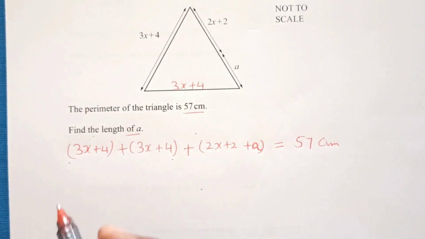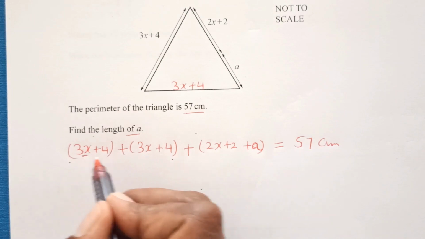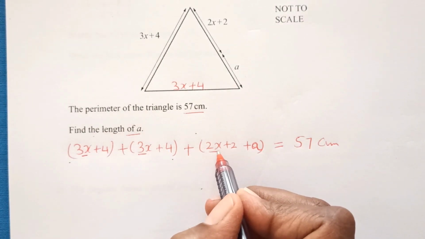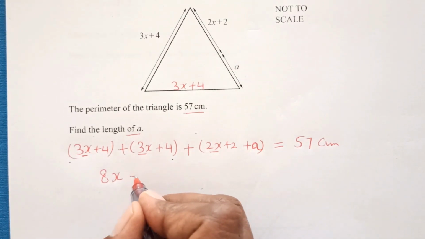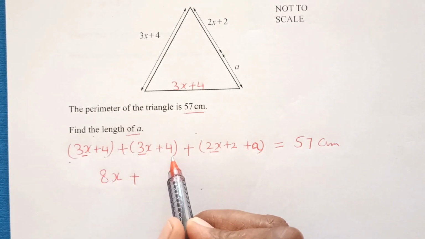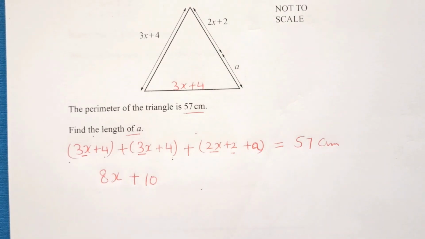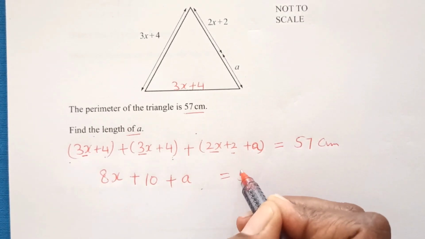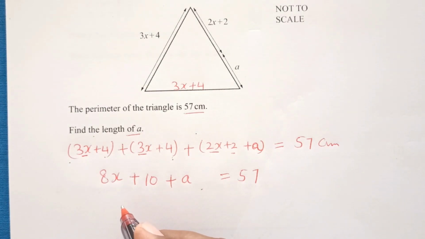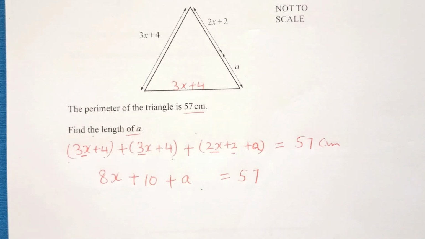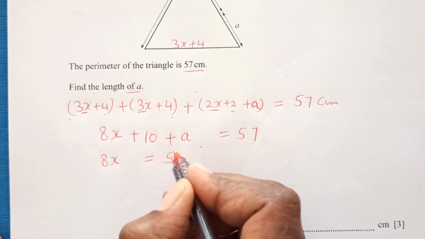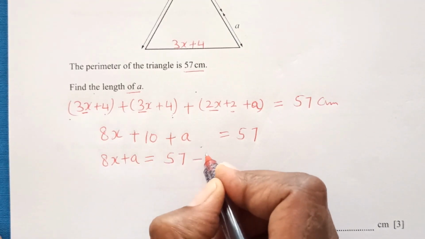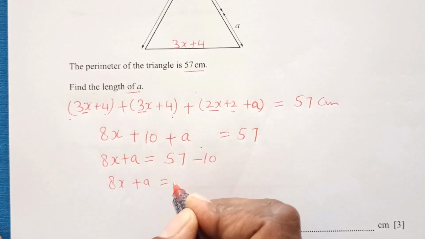Now let's combine the like terms. 3x plus 3x is 6x, plus 2x is 8x, because there is no negative sign, so it's easy to add them. Now the numbers: 4 plus 4 is 8, plus 2 is 10. We are left with plus a. This is equal to 57. After simplification, 8x plus a equals 57 minus 10. So 8x plus a is 47.